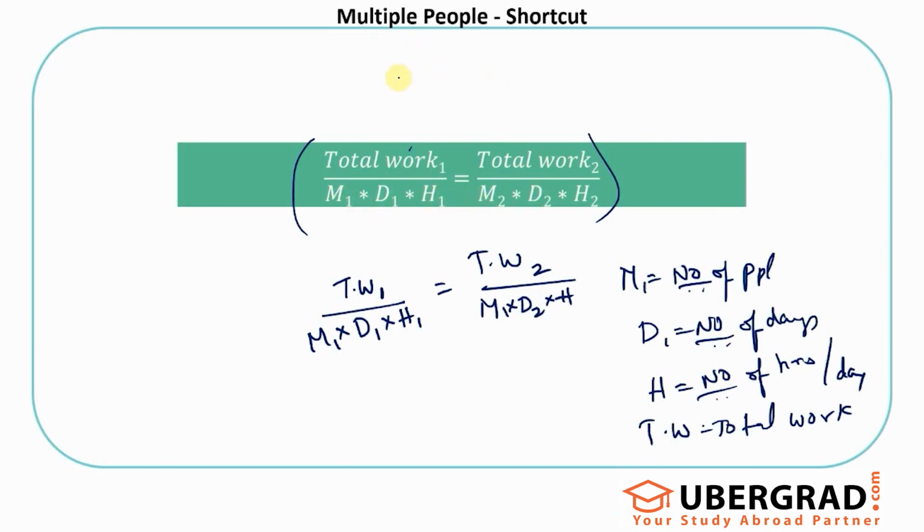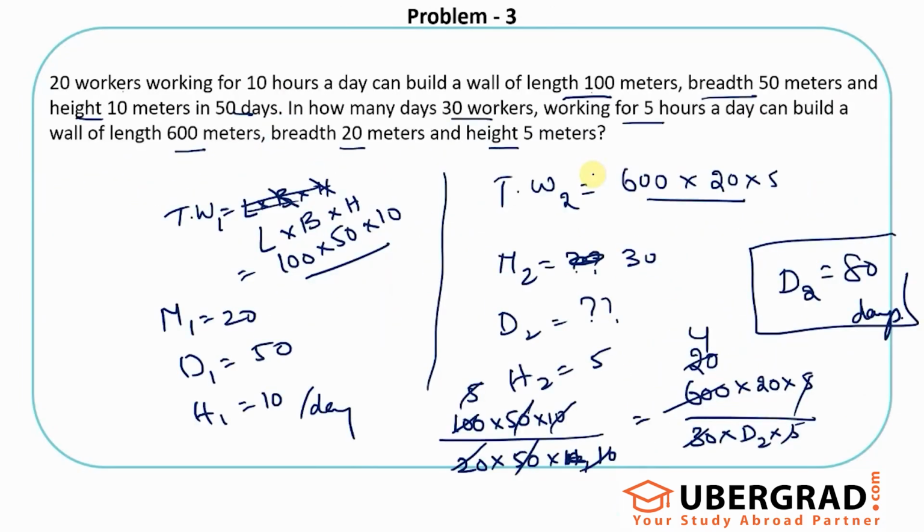But on a broader level, think of the formula in this way. Total work 1 by M1 into D1 into H1 should be equal to total work 2 by M2 into D2 into H2. If you go with this and just apply based on the information given, you will get all these questions solved in a simpler and faster manner.